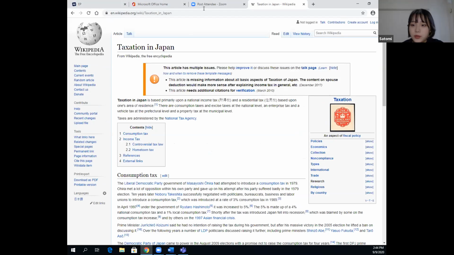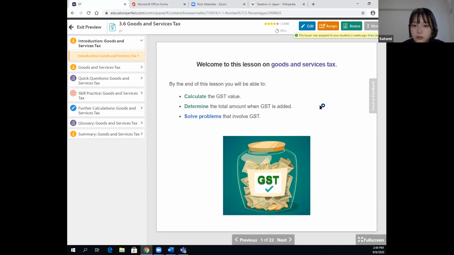Let's go back. What's the figure in New Zealand? In New Zealand, it's 15%. It's quite high in New Zealand, I think. In Japan it's 10%. Oh, it's 10%. Okay. Yeah. So we go by 15%. Okay.